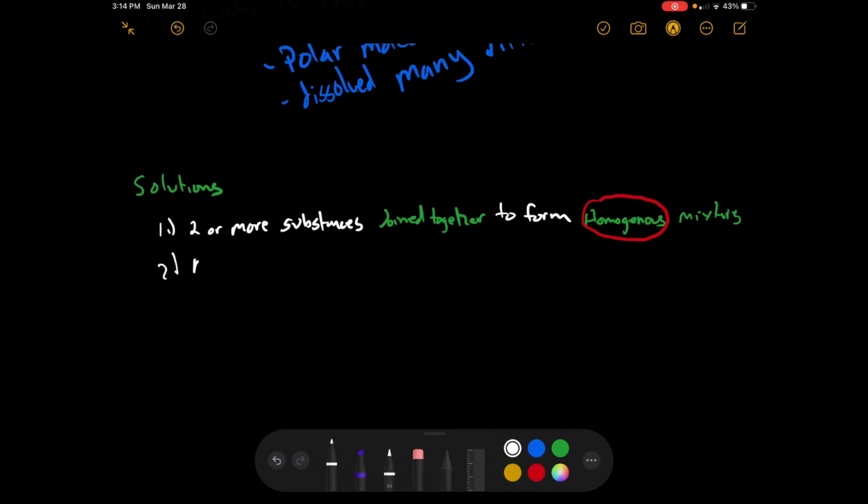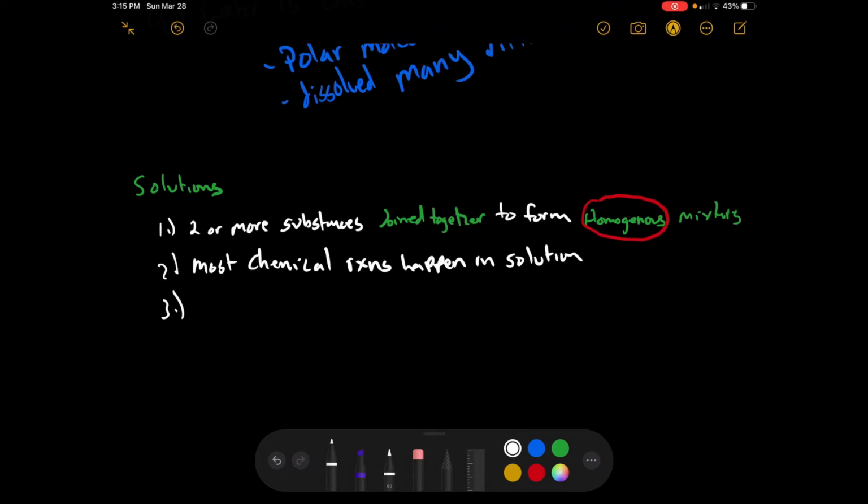Two, you should have learned that most chemical reactions happen in solution. Remember, our blood, our drinks, even our food, most chemical reactions happen in solutions.